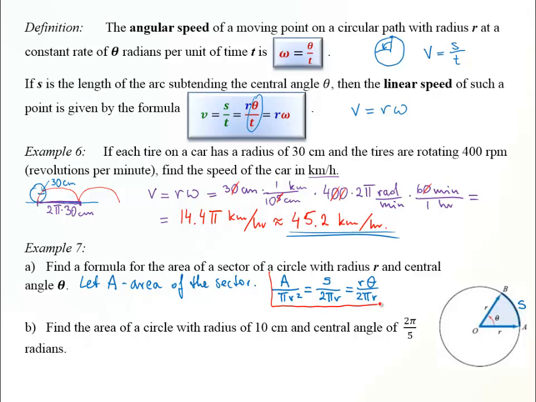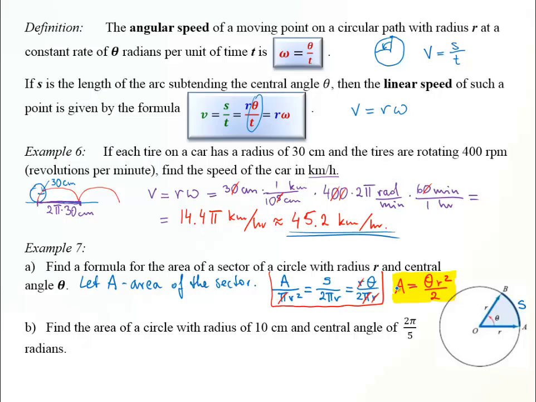So using this equation, we can reduce pi from both sides. We can reduce r within this fraction. Therefore, to solve for A, we multiply by r squared to the other side. We'll have theta r squared over 2. So this will be the formula for the area of a sector of a circle with given radius and angle theta: 1/2 of theta r squared.